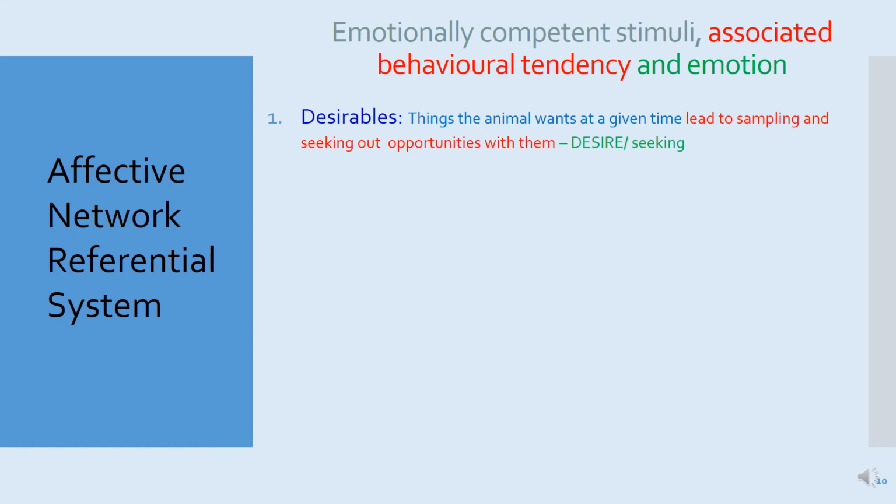So the first is we have desirables in the environment. These are things that the animal wants at a given time. These lead to sampling and seeking out opportunities with them, and we refer to this as the desire or the seeking system. Panksepp uses the word seeking in this context.